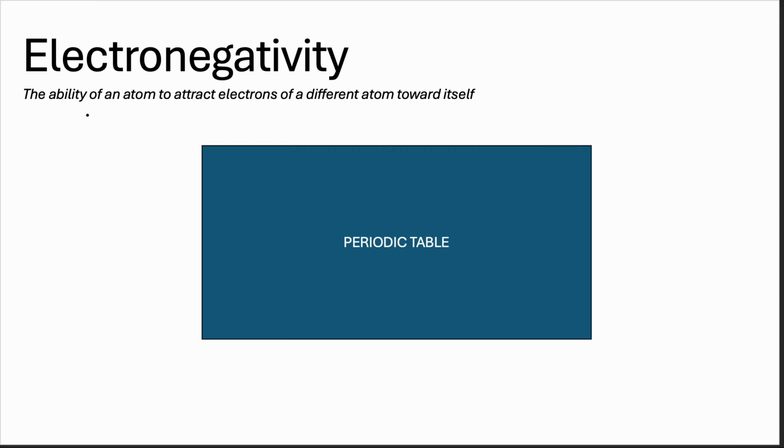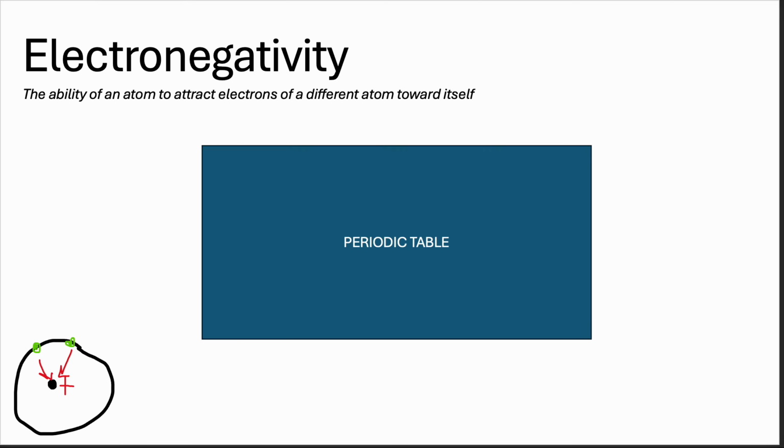By definition, this is the ability of an atom to attract electrons of a different atom toward itself. So let's say that I have this atom right here. And I know that my nucleus has a positive charge. I know that my nucleus is positive because it has a ton of protons. And so when I think about my electrons that are surrounding this atom, I know that they are being attracted by my positively charged nucleus. We know plus and minus charges like each other, so there's already that level of attraction.